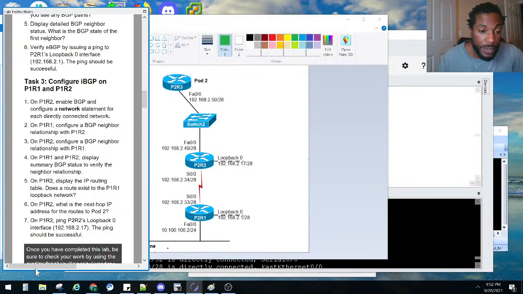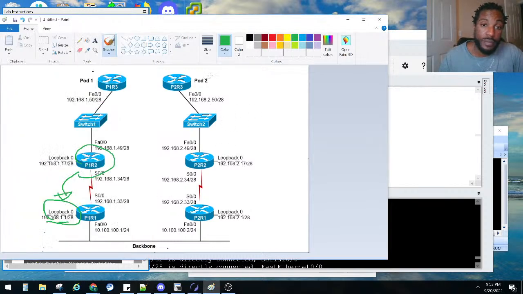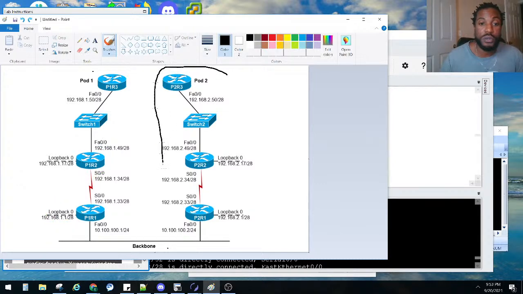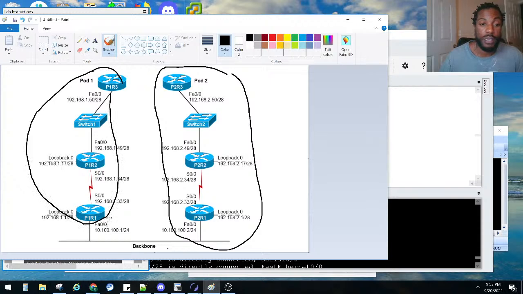What else do they want to know here? What is the next hop IP address to the routes for pod 2? So here's pod 2 right over here. Right, we said this is pod 2. Use a different color. This is pod 2. What is the next hop? So the next hop from pod 1 should theoretically be somewhere down here. What is the next hop? That address right there, 100.2.